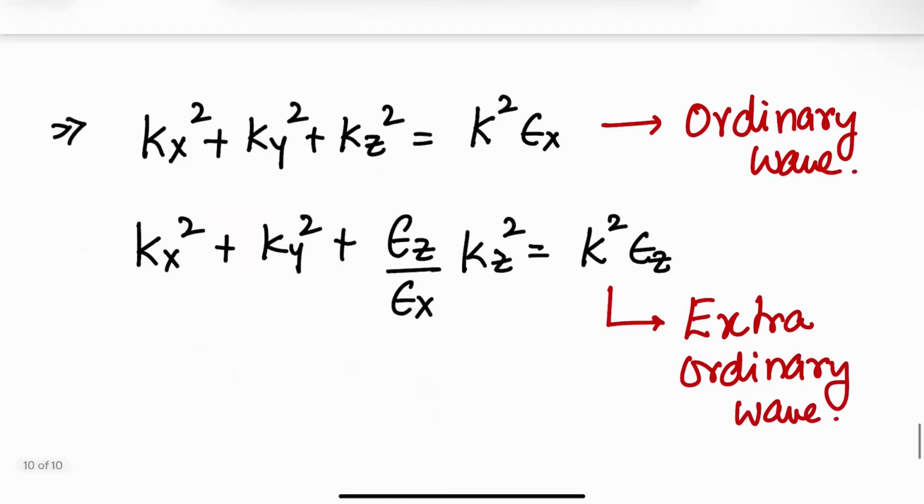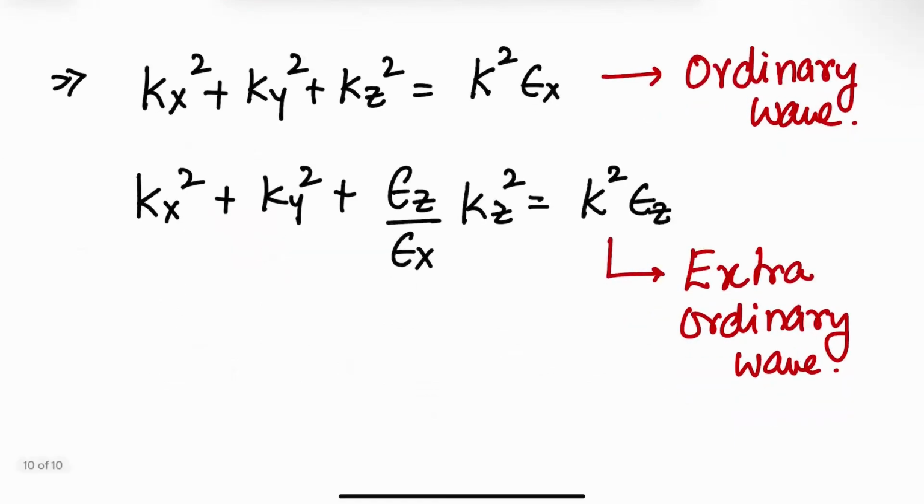So essentially, we're saying that in this kind of a uniaxial medium, you can have two different solutions that give you plane waves, or some kind of a plane wave. One of them is called the ordinary wave, and the other one is called the extraordinary wave. Okay.